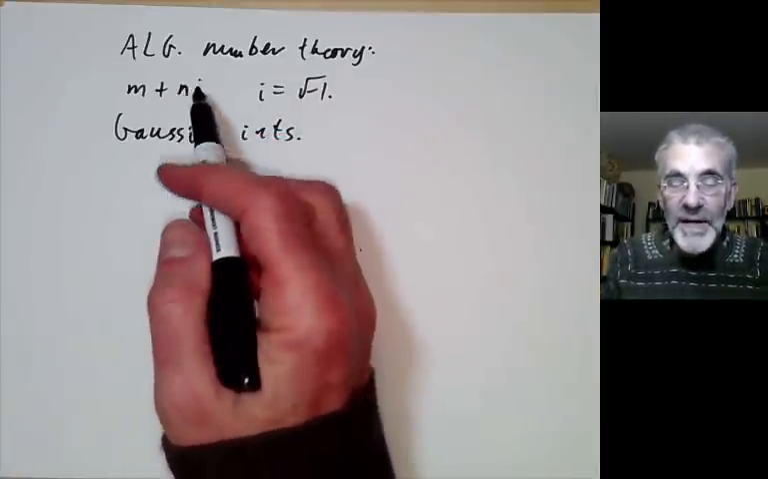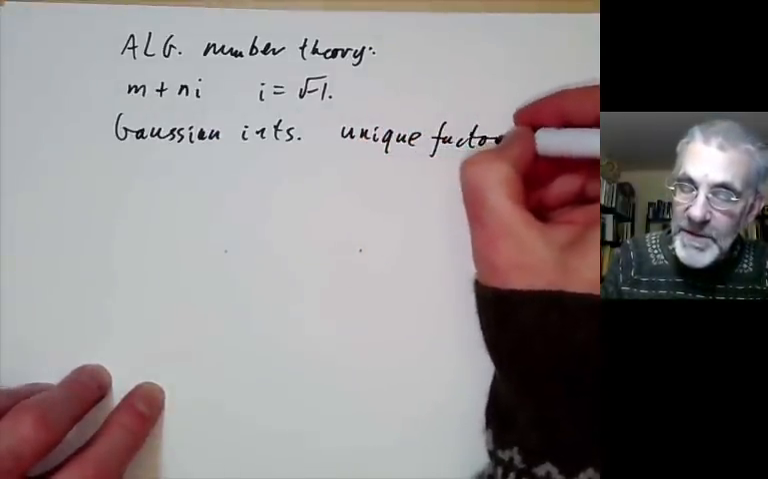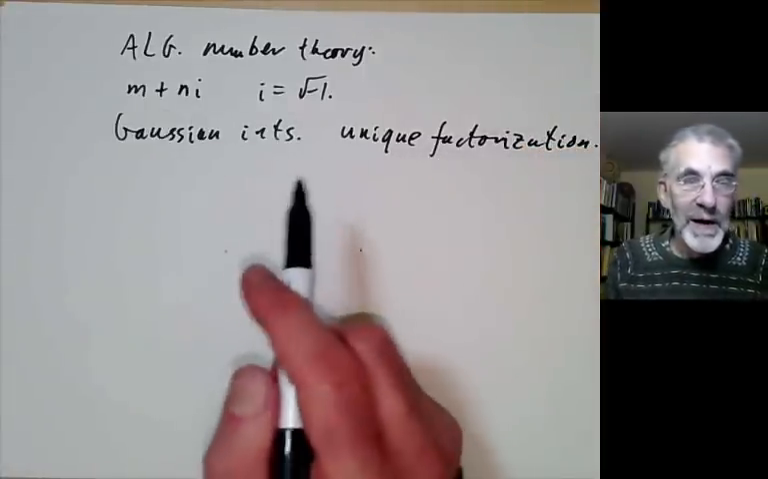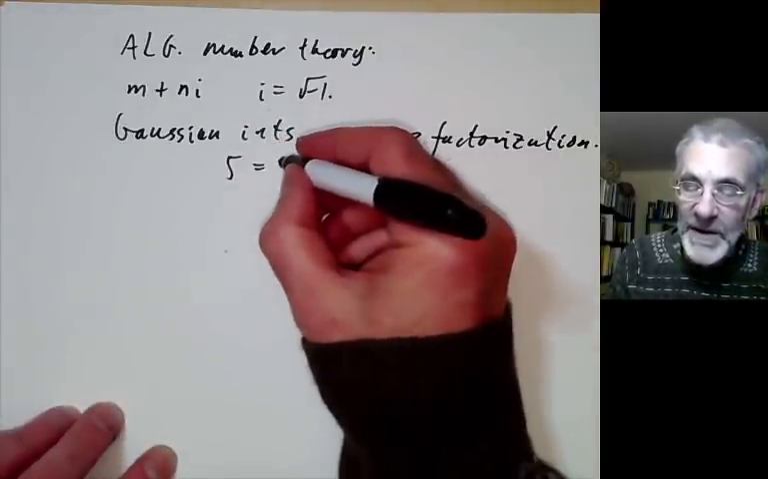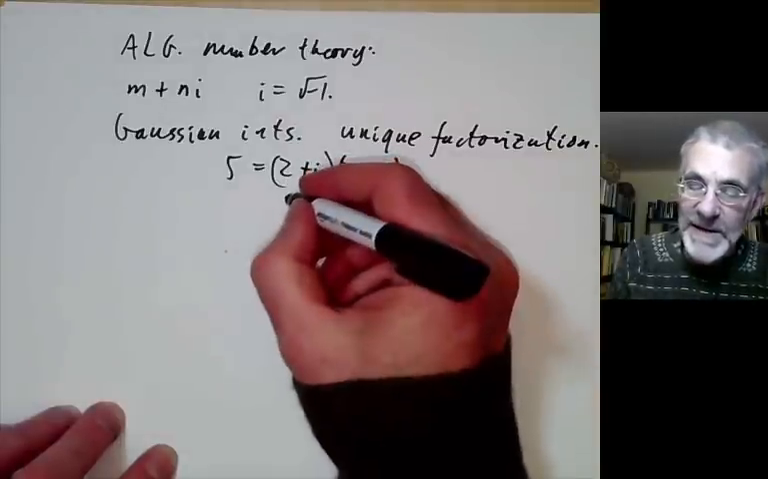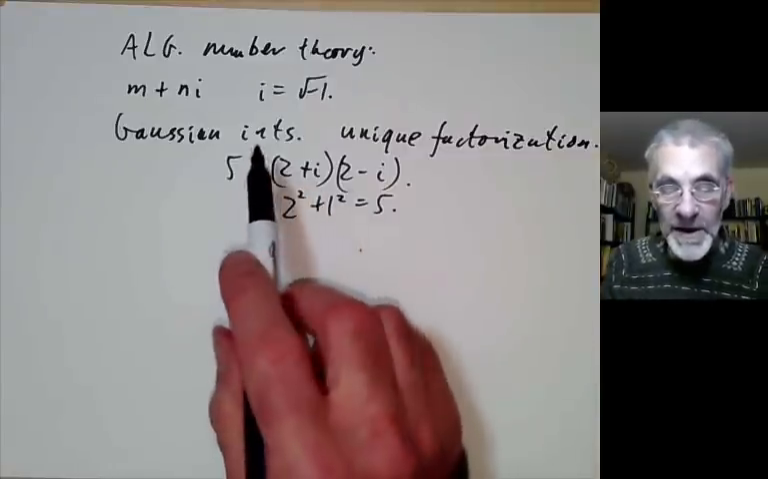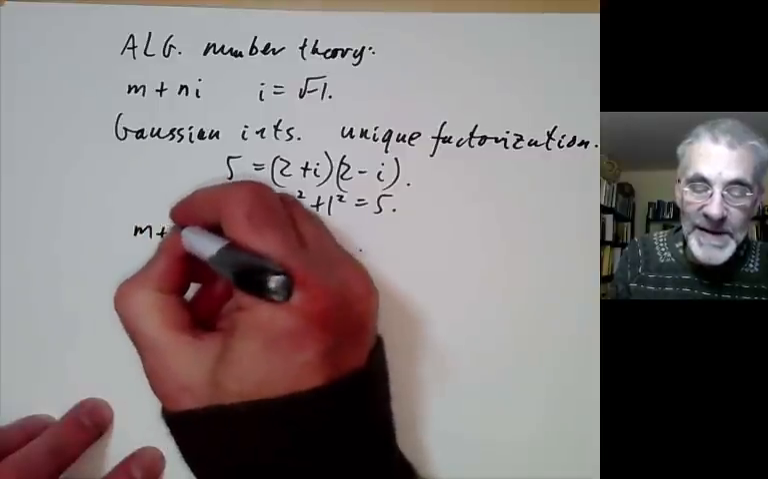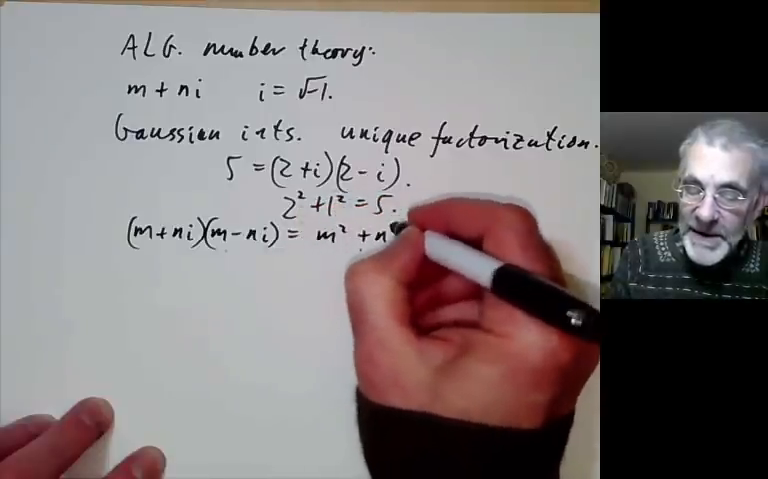So we will show later that, for example, Gaussian integers have unique factorization into primes, up to units and order, except that primes doesn't mean 2, 3, 5 and 7 and so on. Because, for example, if you take what you think is a prime, 5, it actually factorizes as 2 plus i times 2 minus i. That's because if you multiply this out, you get 2 squared plus 1 squared, which is equal to 5. And Gaussian integers turn out to be really good at dealing with sums of two squares, because m plus ni times m minus ni is equal to m squared plus n squared.